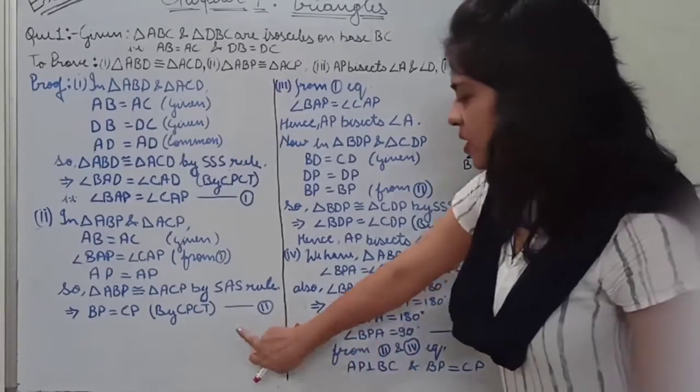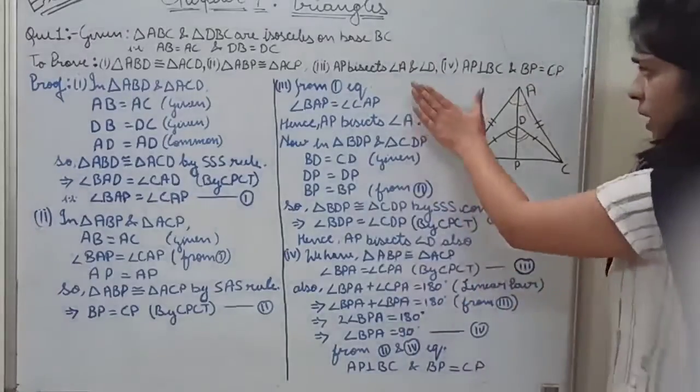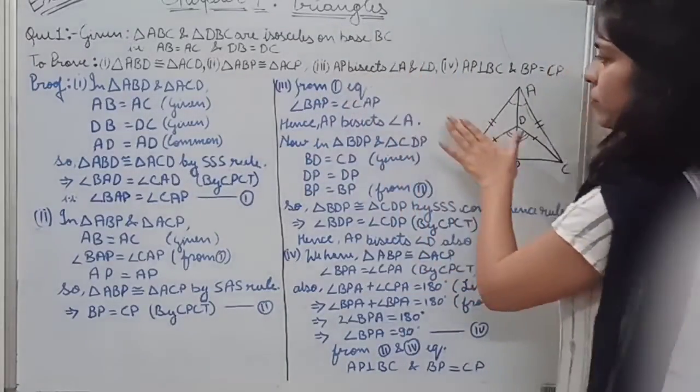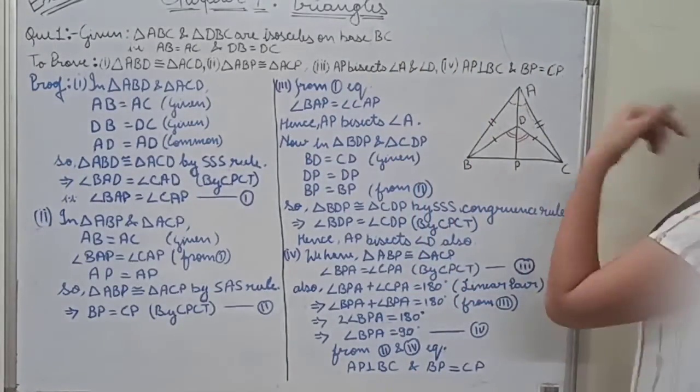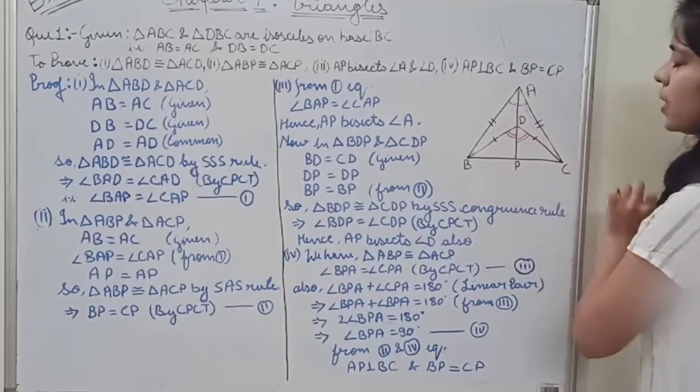Okay, and name this as equation second. BP is equal to CP. Now come to the third point which we have to prove. Third point is AP bisects angle A as well as angle D.